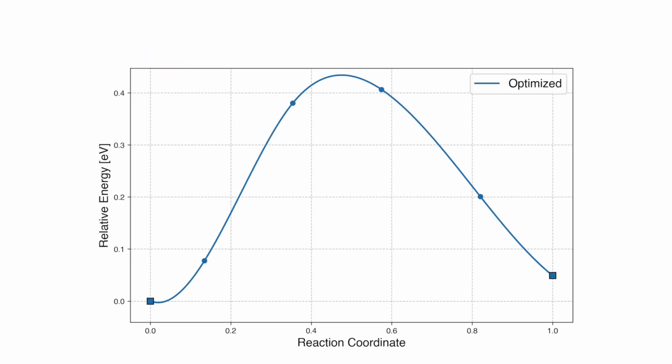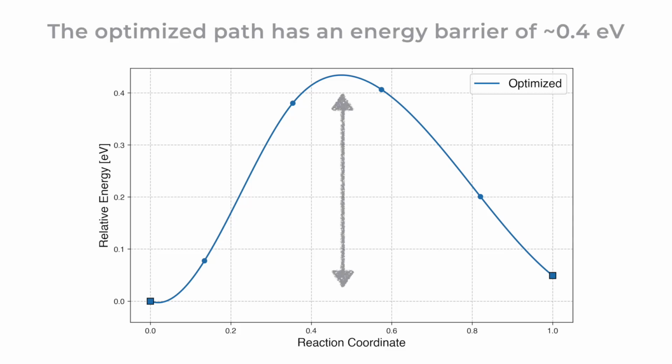Let's look at what we found here. This energy profile shows the optimized diffusion pathway for that lithium hop I just mentioned earlier, and here the x-axis represents the reaction coordinate, essentially how far along the path we are, while the y-axis shows the relative energy. The maximum point on this curve, roughly 0.4 eV, represents the energy barrier. And this already agrees quite well with experimental measurements of around 0.39 eV at room temperature.